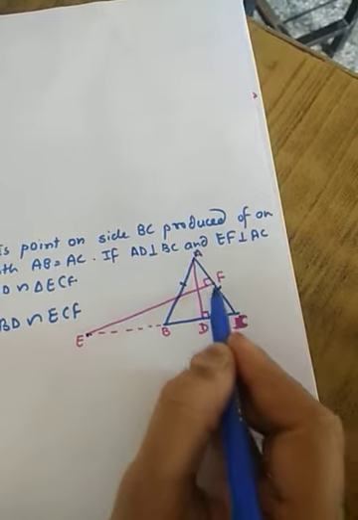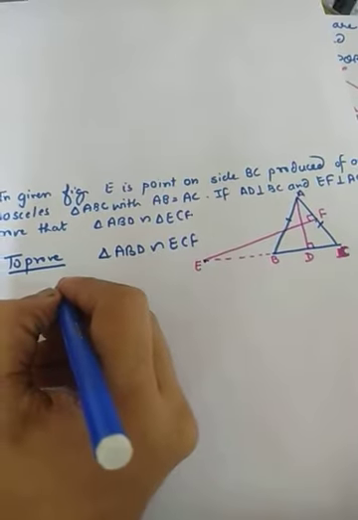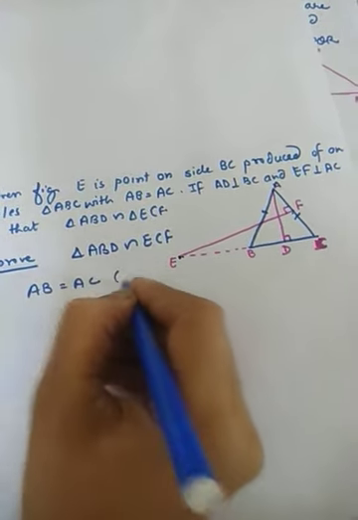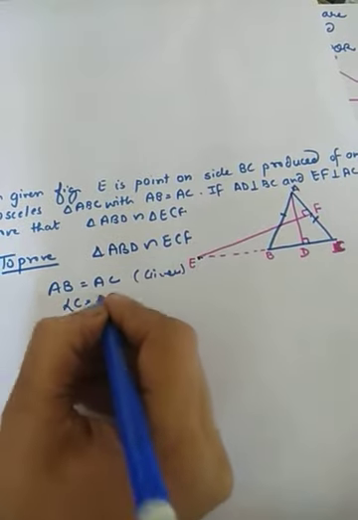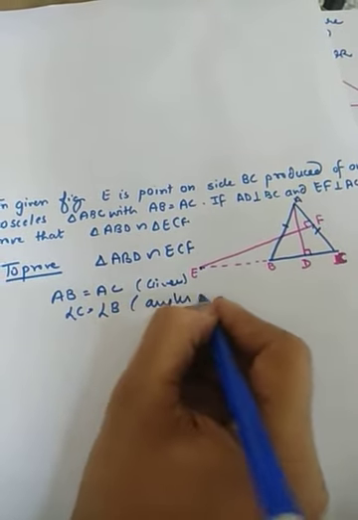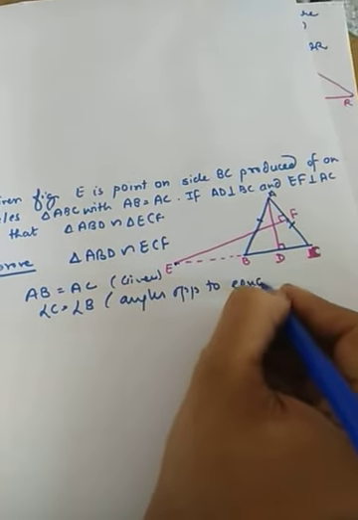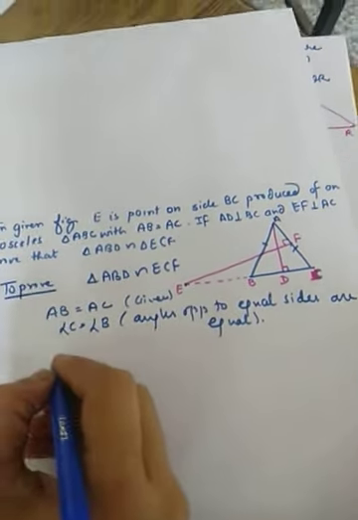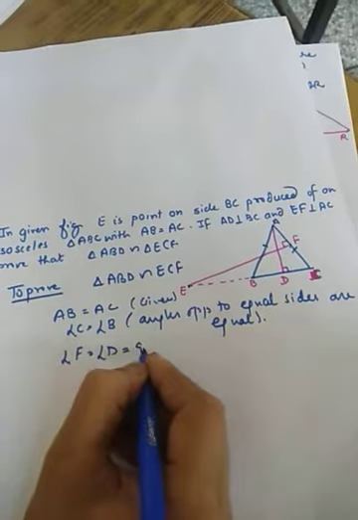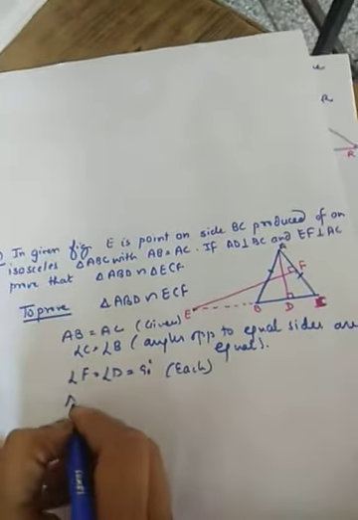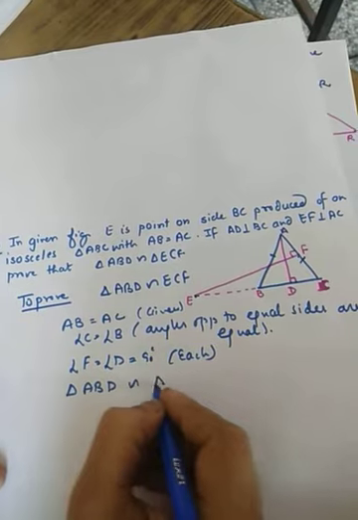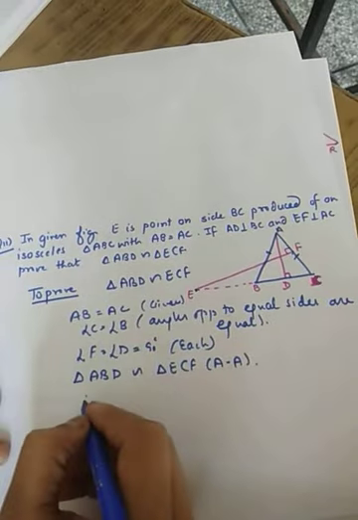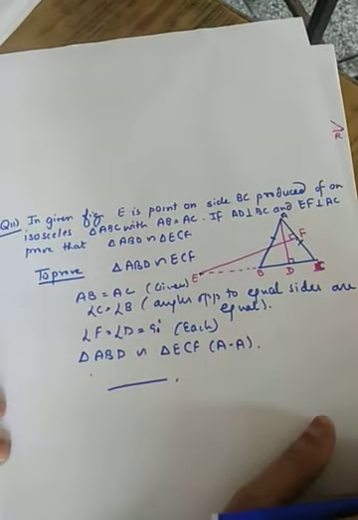ABD and then ECF. It is given that two sides are equal, AB and AC. If AB and AC are equal, then angle C and angle B are equal. Angles opposite to equal sides are equal. These angles are equal, and angle F and angle D are both 90 degrees each. So by the angle property, the triangles are similar. This is question number 11.